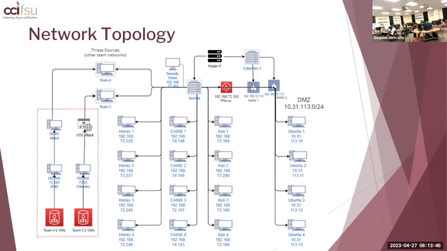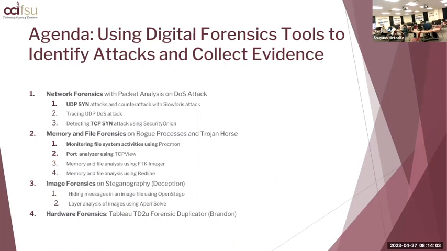So the other teams are attacking us primarily with DDoS attacks and cross-site scripting attacks. And so this shows where their VMs sit, but also, for example, this machine is going to DDoS attack us. This machine hosts cross-site scripting. And so we're first going to talk about network forensics, and from the denial of service attack, we're going to use UDP flood attacks and then TCP SYN attacks. Memory and file forensics, looking at rogue processes using the Sysinternals suite and FTK Imager. Image forensics, looking at steganography, and hardware forensics.